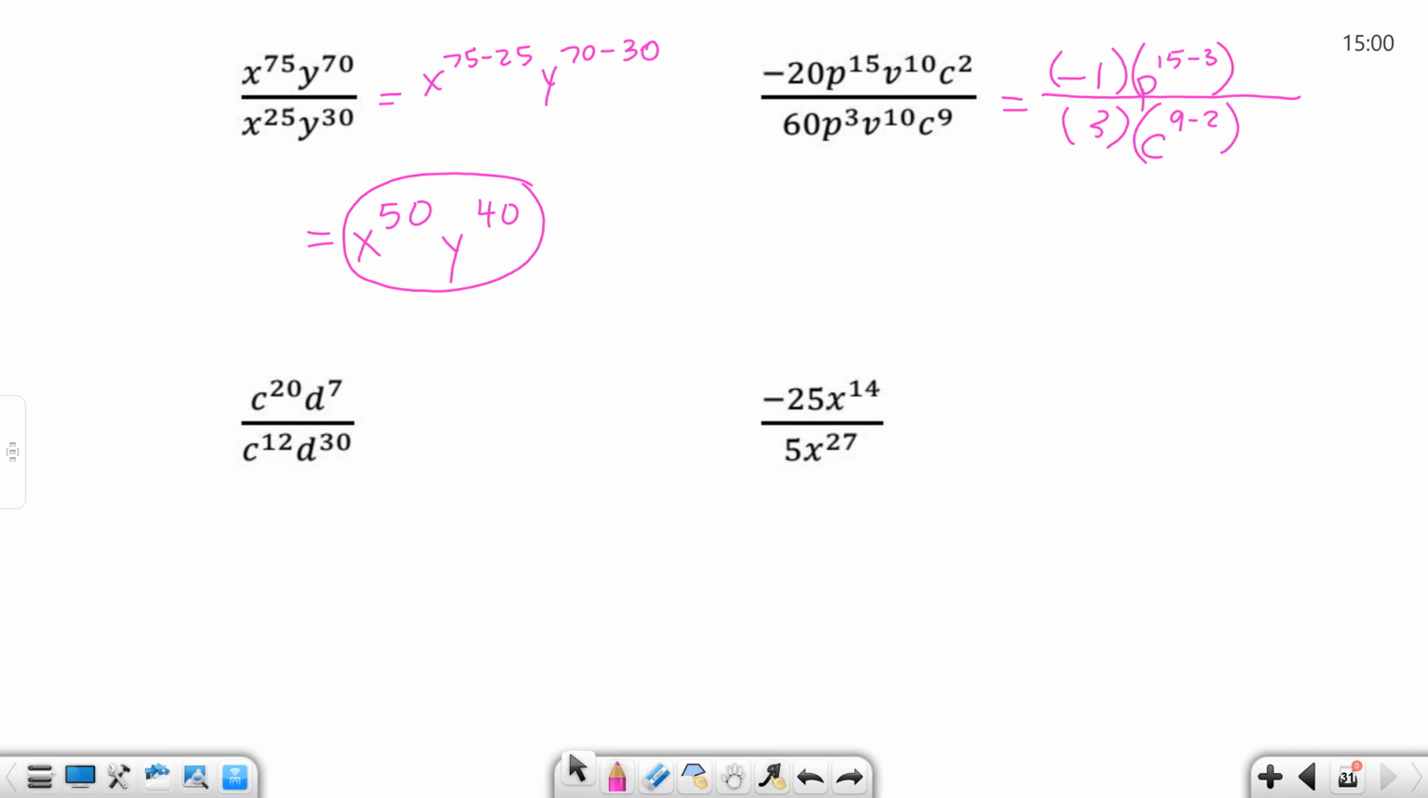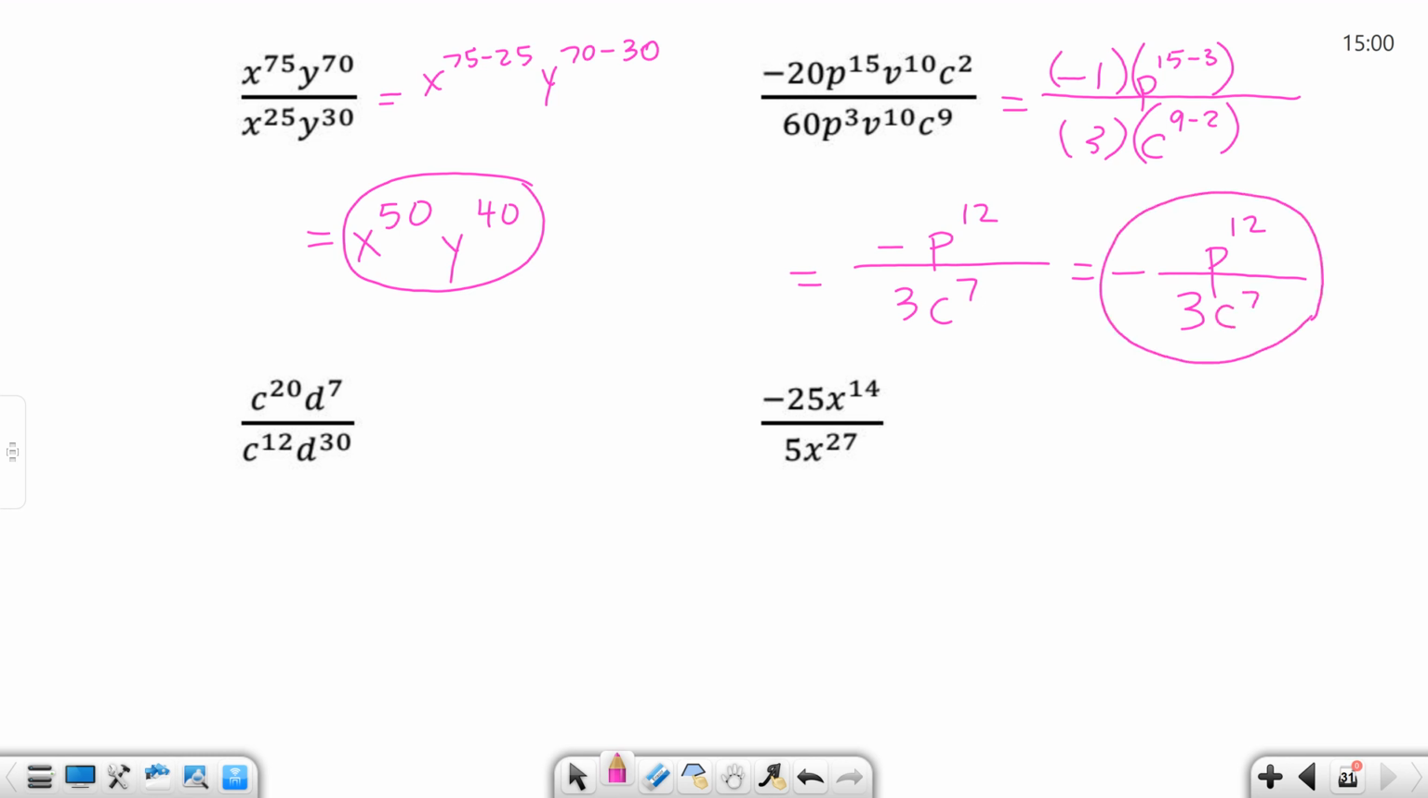So I don't like the way this looks here, so let me bring this 3 down a little bit, even with that C. All right, so then, those are ugly parentheses. I know I can't write. So this is going to be negative p to the 12th over 3c to the 7th. And again, one term over one term. What do we typically do with that negative sign? Negative, and I would have normally done that there, but I want to emphasize that. Negative and then p to the 12th over 3c to the 7th. Because it's one term over one term, just don't forget that negative and put it out front.